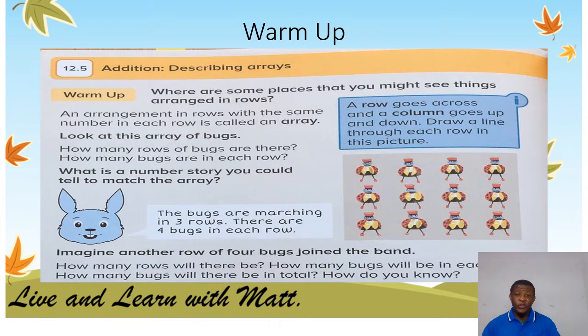So for the rows, draw a line across. So we have something like this. Use your ruler, everybody, to draw a line across. Straight line. And the next row, straight line, everybody, okay? Next one. These are called rows. So a row goes across.